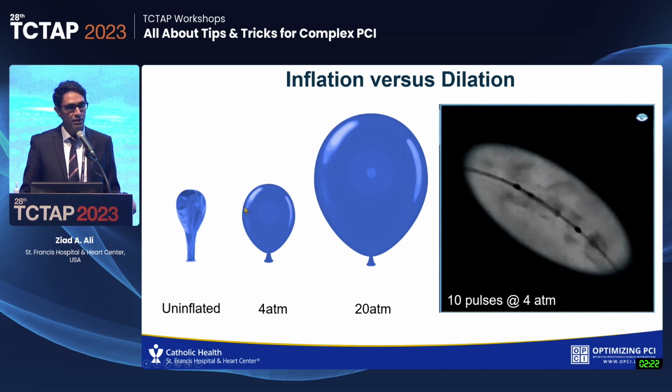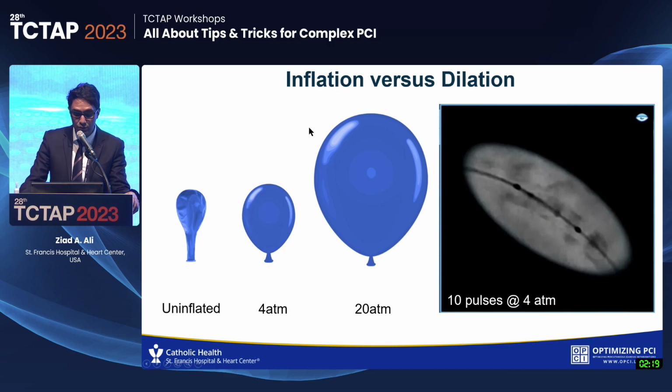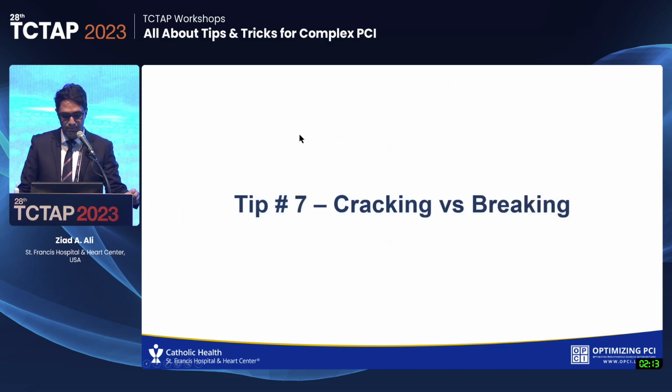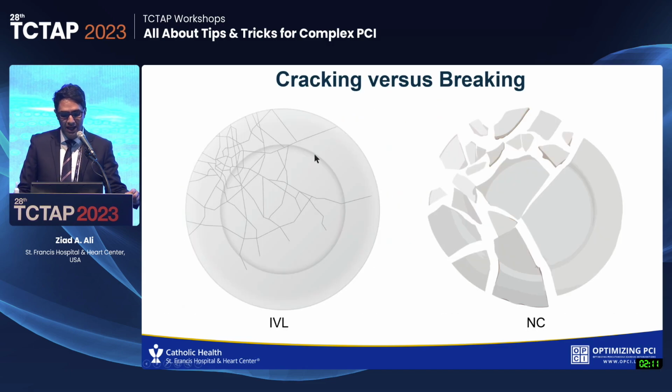The balloon will slip. So using a larger balloon at low atmospheres will squeeze the intima and provide the maximum penetration into the calcium. Also understand the mechanism of IVL is to create cracks. The mechanism of your NC balloon is to use brakes. So IVL cracks and NC breaks. So follow your IVL with an NC balloon to move these plates.